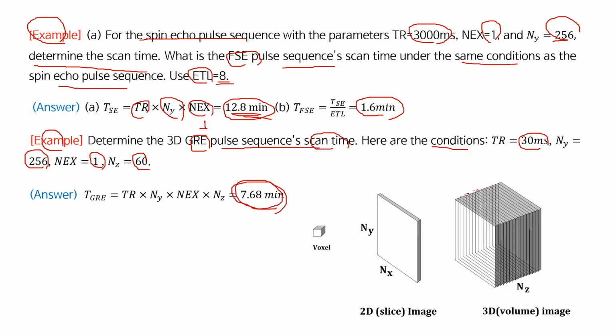Also compared to the scan time of the spin echo pulse sequence, for one image, spin echo pulse sequence, we need about 12 minutes. But for the 3D GRE case, if we obtain the 60 slices at once, the scan time is just 7 minutes. Comparing these two values, we can see the GRE pulse sequence has very small time for one image.